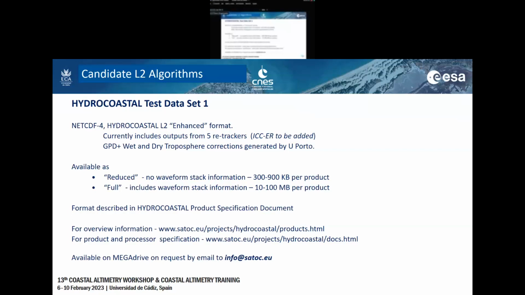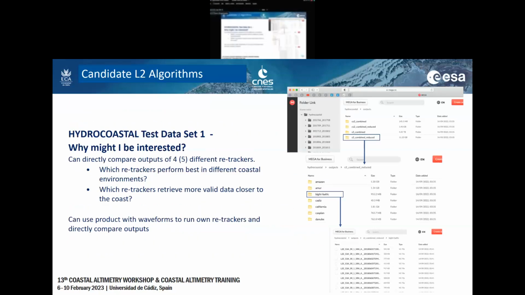Yeah, there's information available online, and it's on an application called Mega Drive, which basically, once you get the URL, you can just access this directly. So the panels on the right of the screen show there's CryoSat-2 data, either reduced or full waveform, and Sentinel-3 data. And then if you click under those, you get to different regions, and then you can get down to the individual products. It's along-track data.